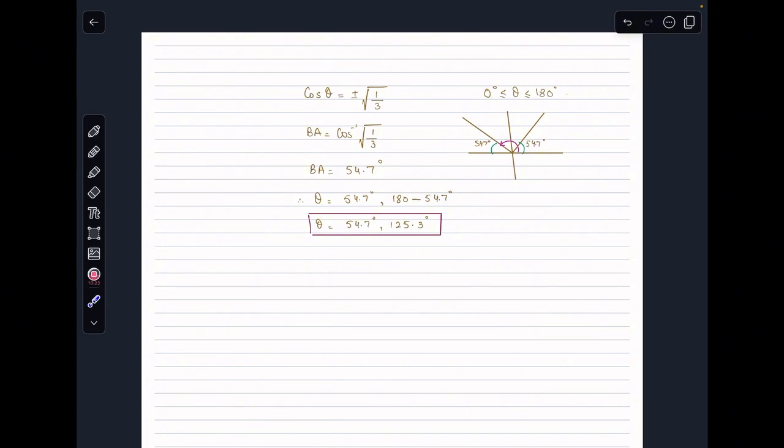So to find the basic angle, it's equal to cos inverse of the square root of 1 by 3, which gives me the basic angle as 54.7. So these are the basic angles, and then the general angles. The first angle is 54.7 and the second one shall be 180 minus 54.7, and theta then will be equal to 54.7 and 125.3 degrees, which is going to be the final answer to this question.